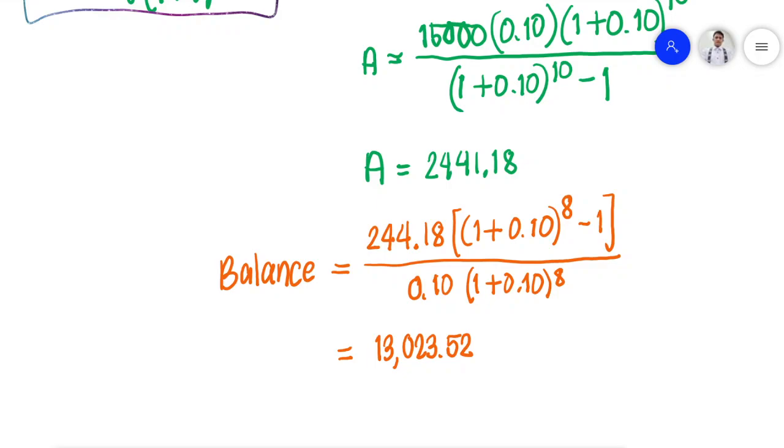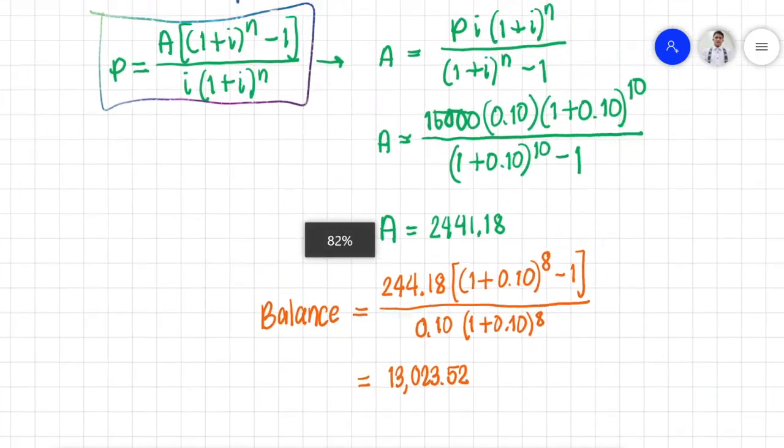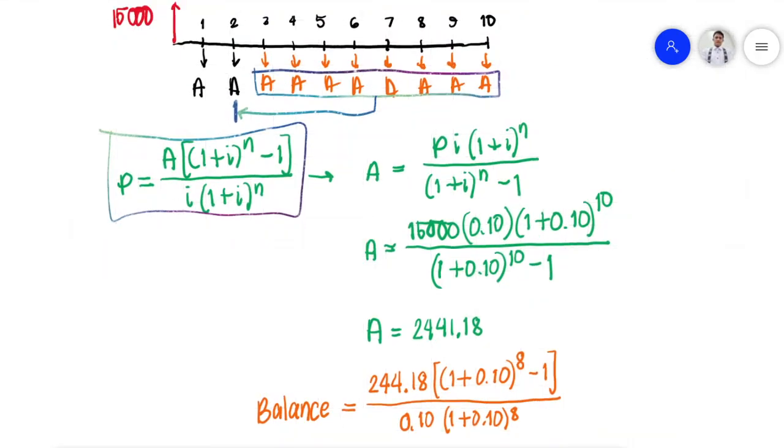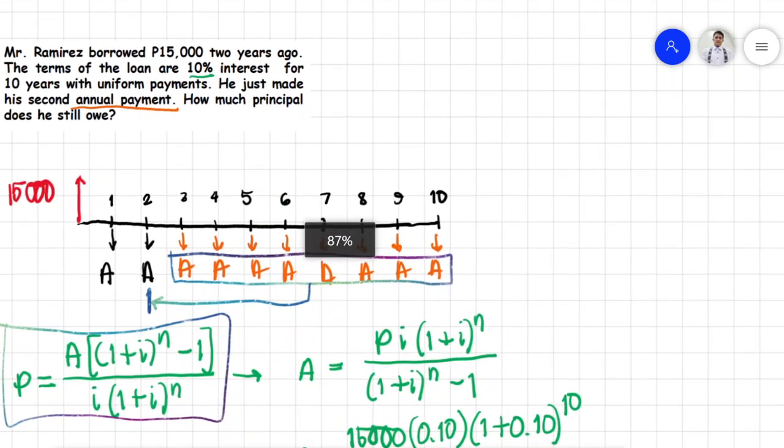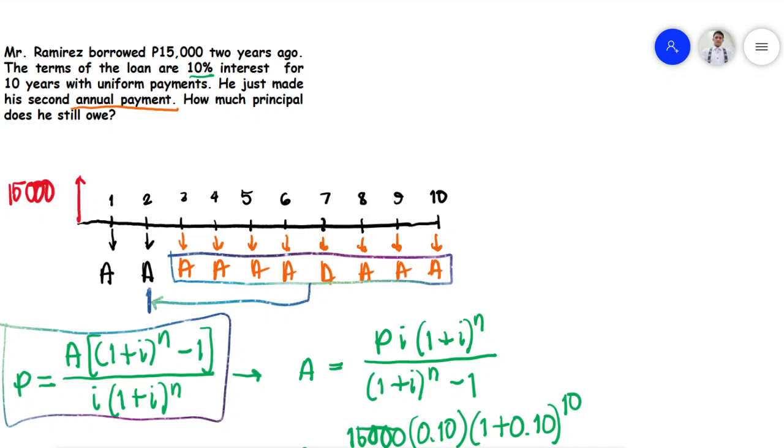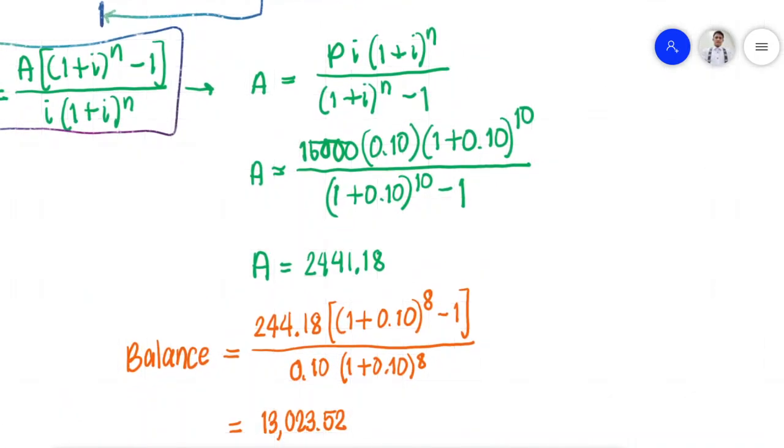If he is to make a lump sum payment to clear off his debt, so he won't have to pay the 8 annual payments in the future, in the next 8 years, he may just pay an amount equal to 13,023.52.